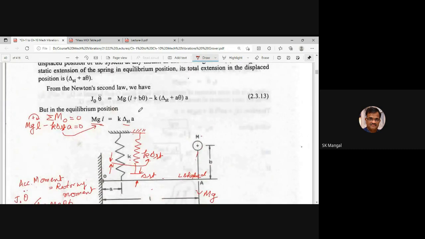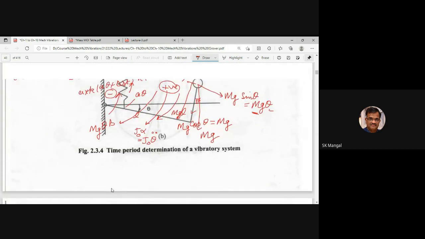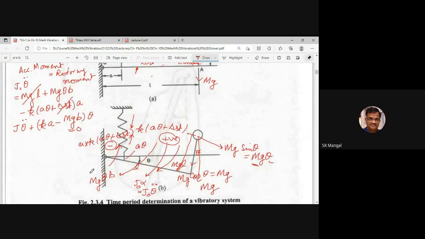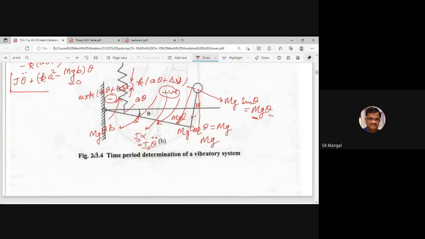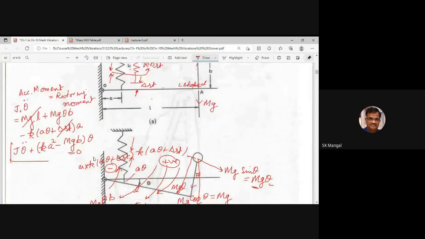This is your J theta, so you are getting this equation J theta double dot, okay, this is k a square. You have a k a square here. So this is your equation of motion for this system.